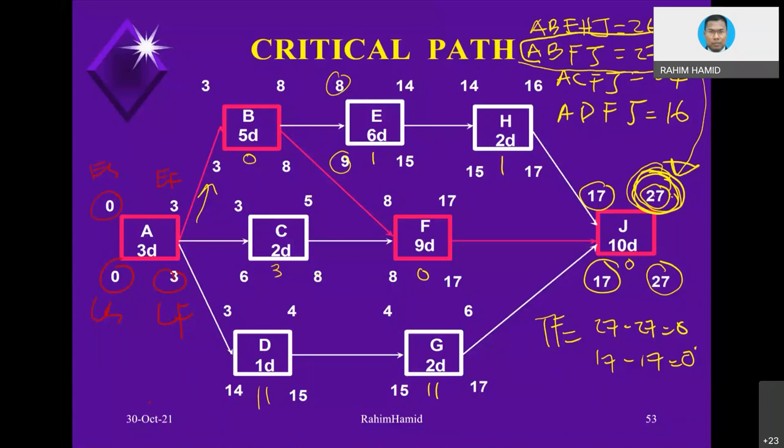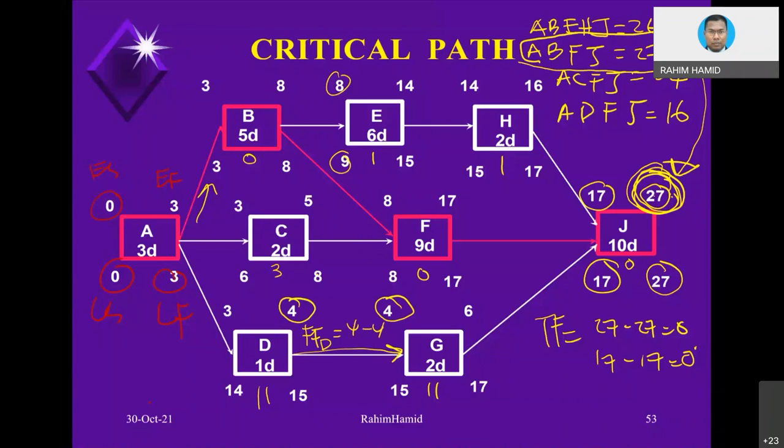How about free float then? If you want to know the free float, it normally occurs in a situation like this, when there is an arrow like this, then there is a potential for free float to happen. If it is just simply like this, from D to G, then there is no free float, because free float is basically the difference between this value and this value. So the free float for activity D is equivalent to 4 minus 4.